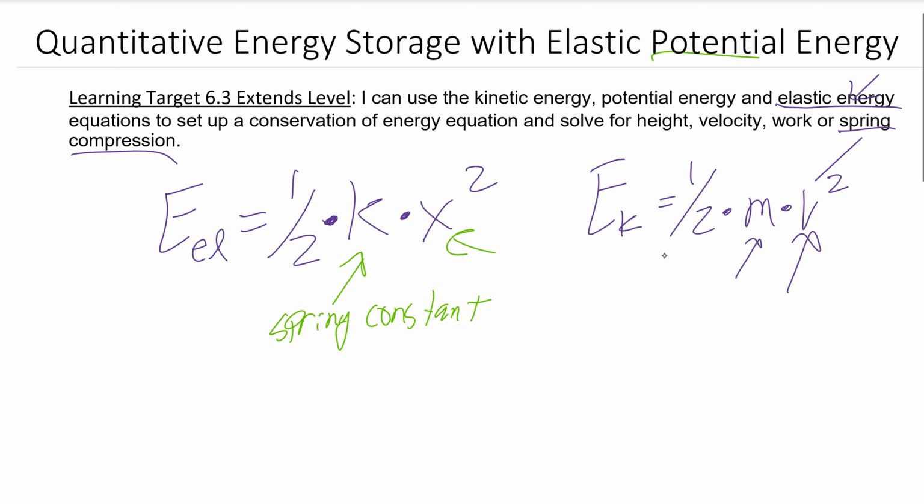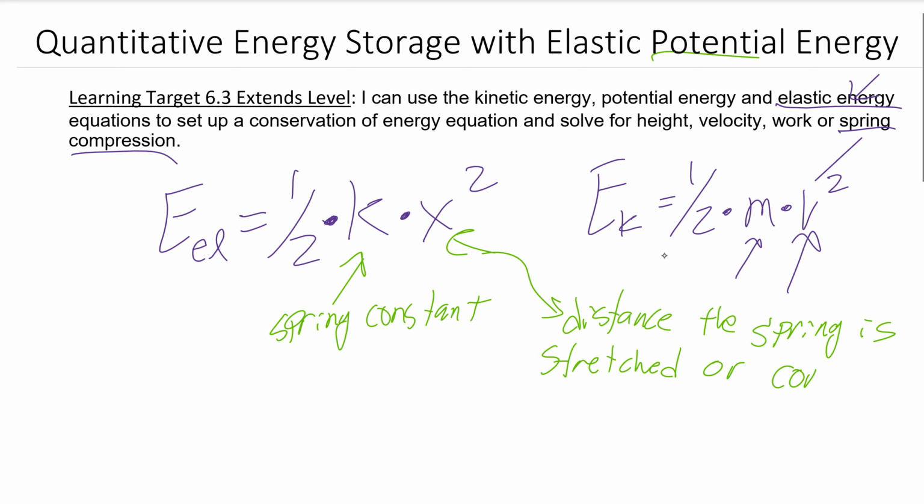And then the x stands for the distance the spring is stretched or compressed. This is the one that you would solve for, and the k, or the spring constant, will be given to you.